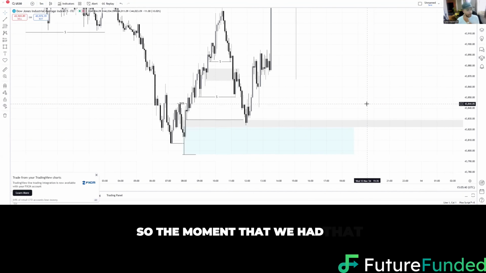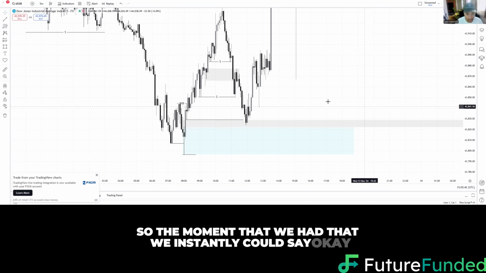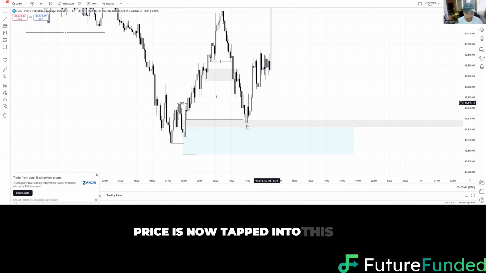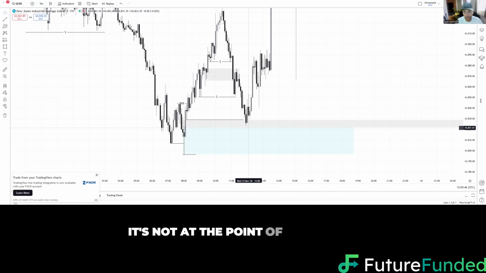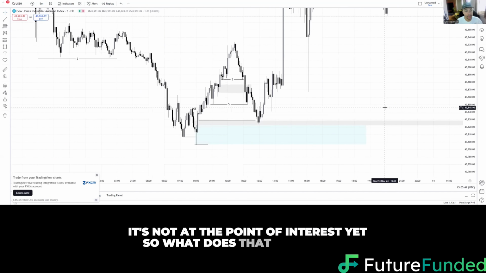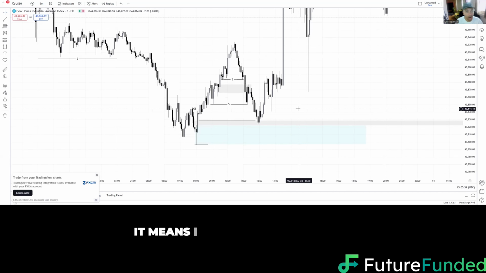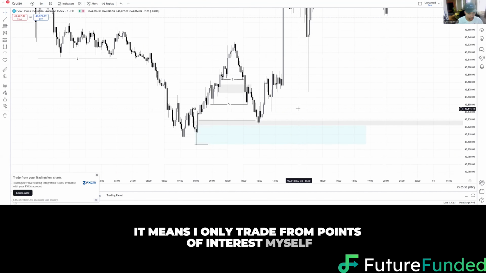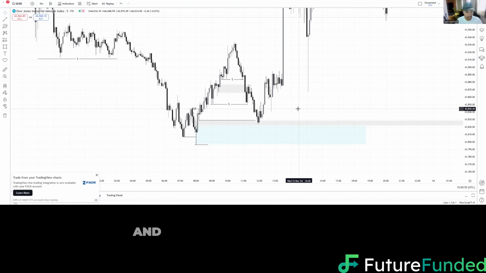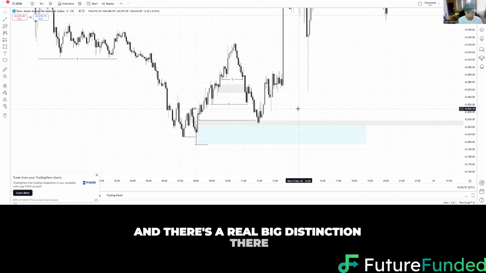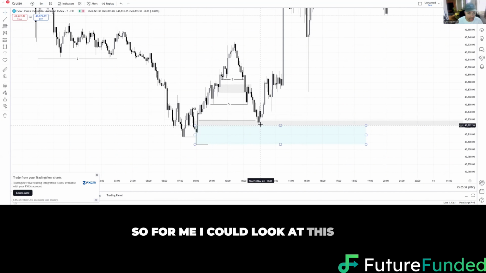So the moment that we had that, we instantly could say, okay, price has now tapped into this fair value gap. It's not at the point of interest yet. So what does that mean for us? It means I only trade from points of interest myself. I don't trade from fair value gaps. And there's a real big distinction there. So for me, I could look at this and say, right, well, I've come close to the point of interest, but I'm not entering. And I didn't enter here.